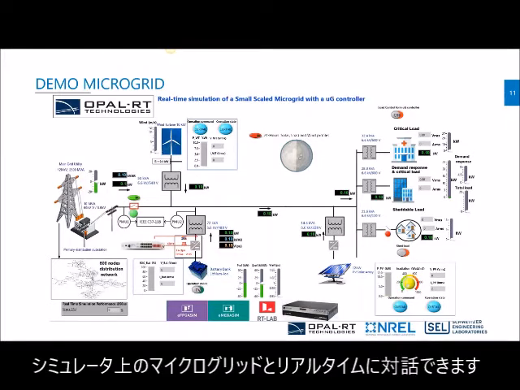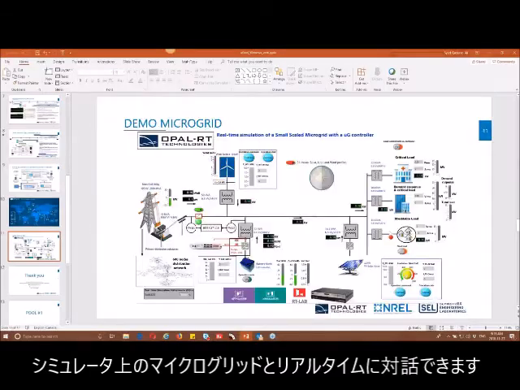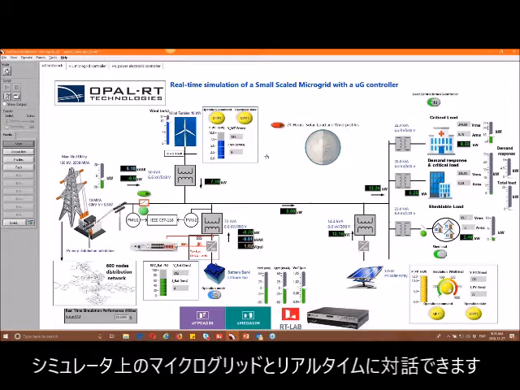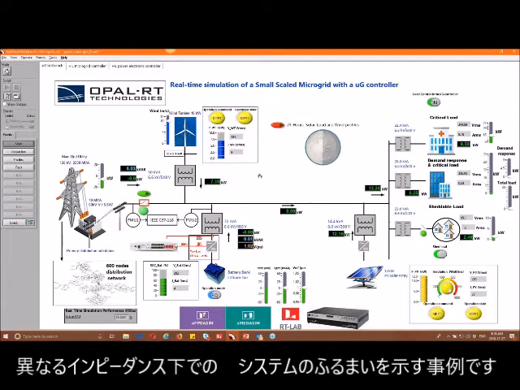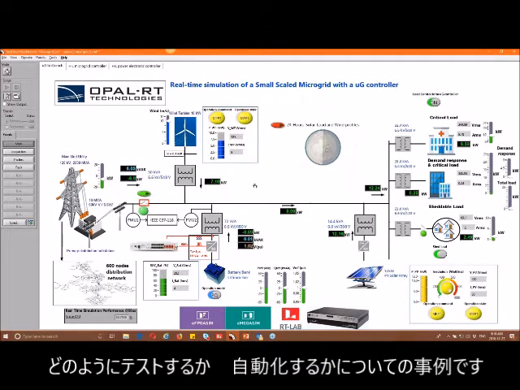It allows you to interact with the microgrid that's running on a real-time simulator in real time. This is a good panel that shows you how systems react to different impedances that you provide the microgrid. But you could also automate this, and this shows a good example of how testing can be done.